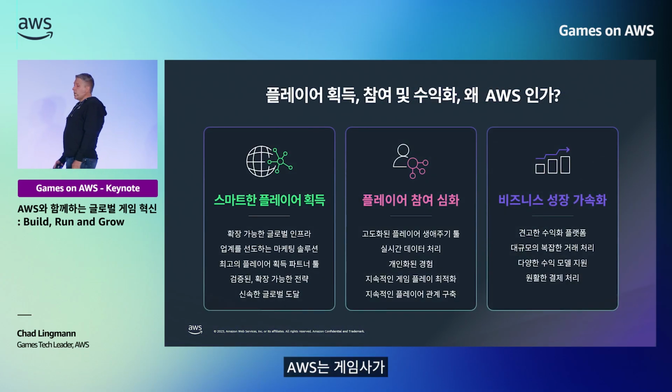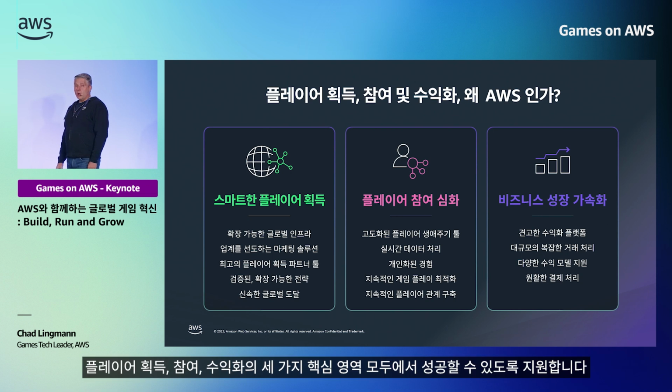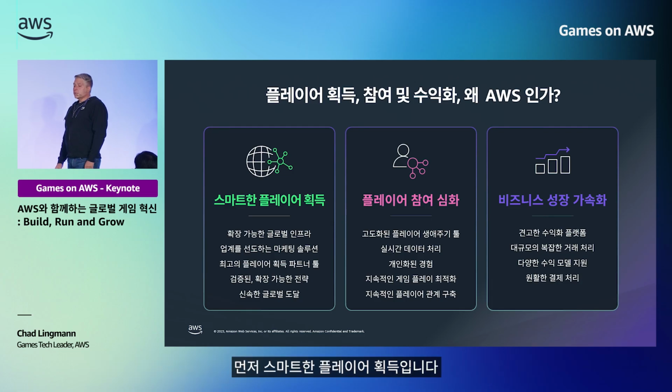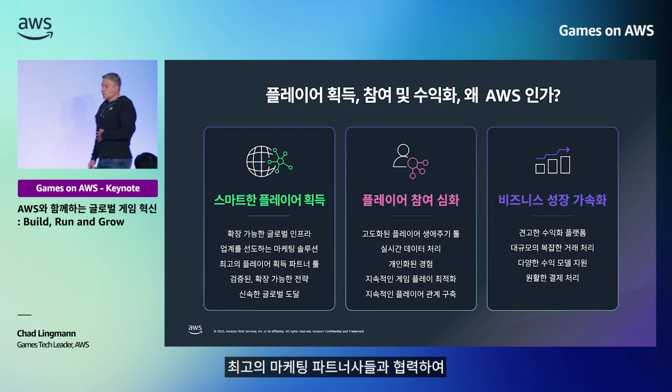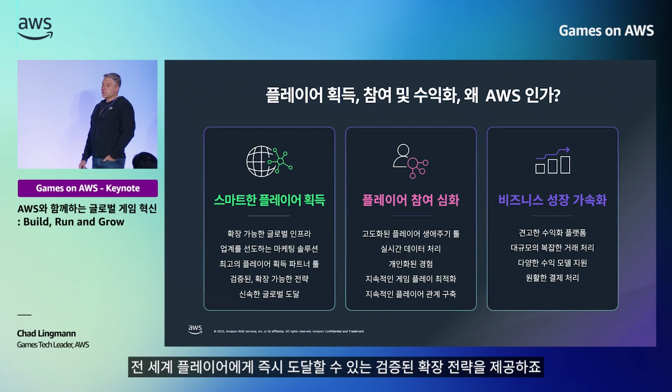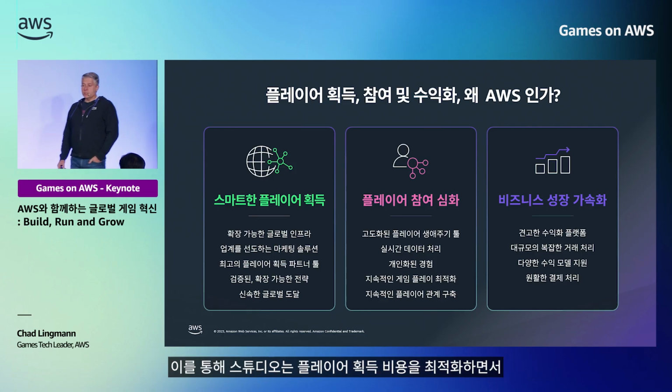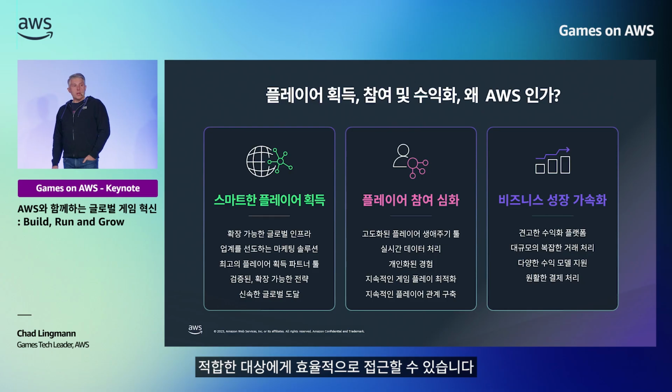So AWS helps games companies succeed across all 3 critical areas of player acquisition, engagement, and monetization. Let's start with smart player acquisition. We provide scalable global infrastructure that powers the industry's leading marketing solutions. Through our top acquisition partners, you get access to proven scalable strategies that can instantly reach players worldwide. This means you can optimize your user acquisition costs while targeting the right audiences effectively.